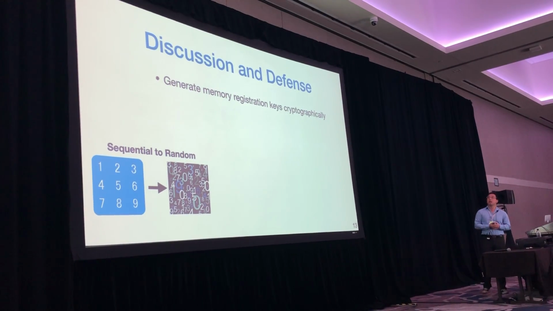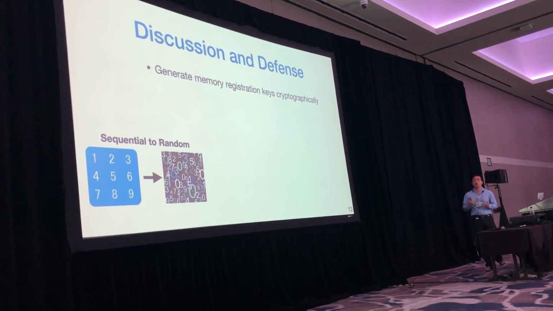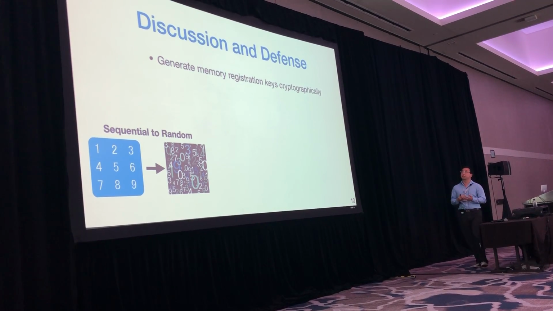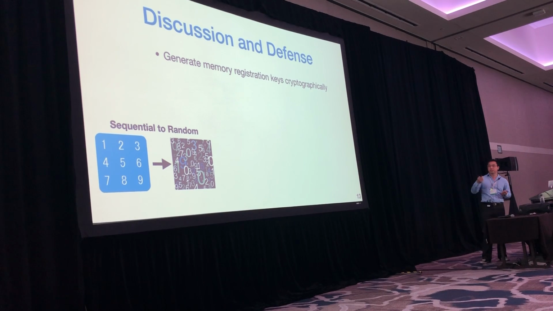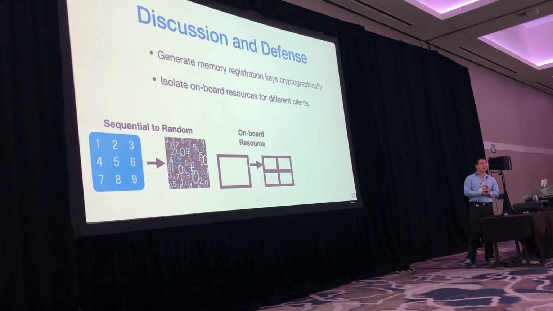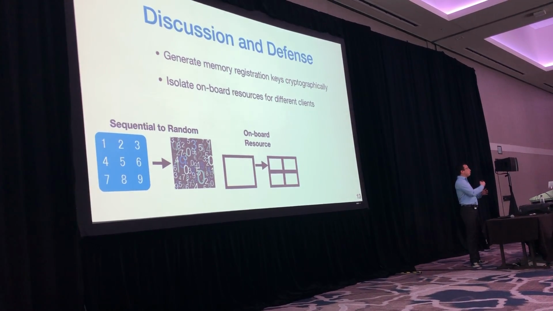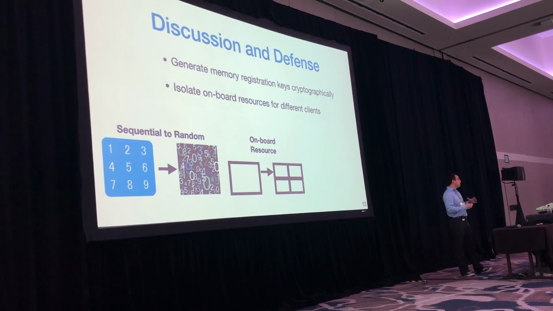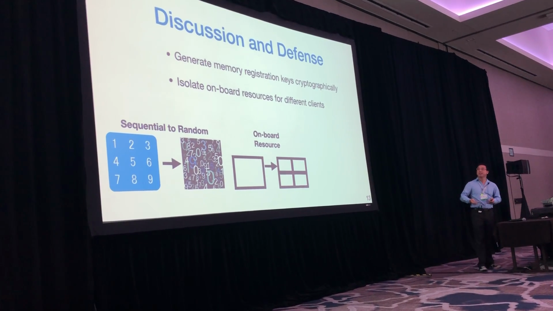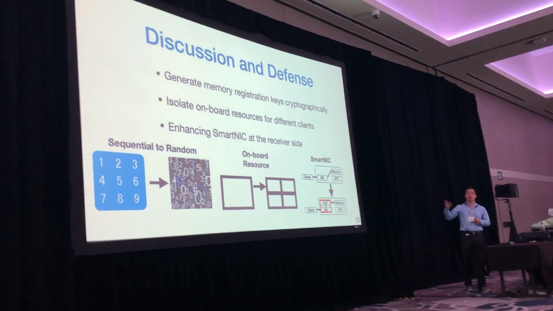So let me discuss how to mitigate these issues. The first one is the key. Because the keys now are generated in sequential patterns, the first way is to generate the memory registration keys cryptographically, changing sequential to random. The second idea is to isolate the onboard resources for different clients or users. Once I isolate the resources, the side channels can be mitigated, because the attacker cannot easily kick out the client's resources or metadata. The third idea is to enhance the smart NIC at the receiver side to handle the keys and also the side channels.